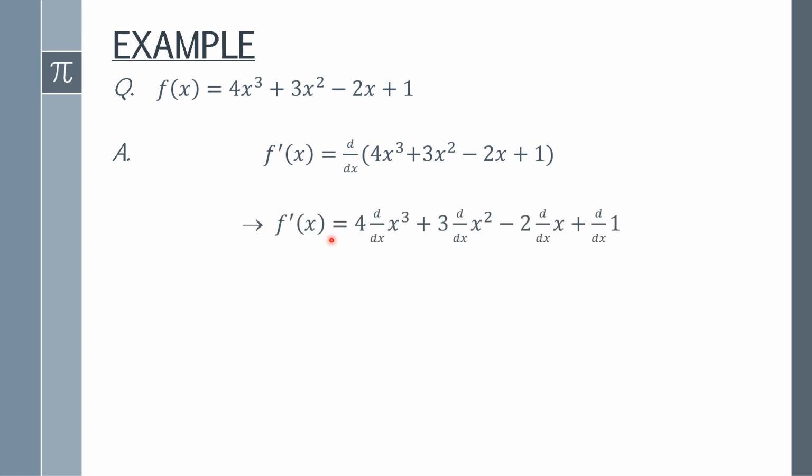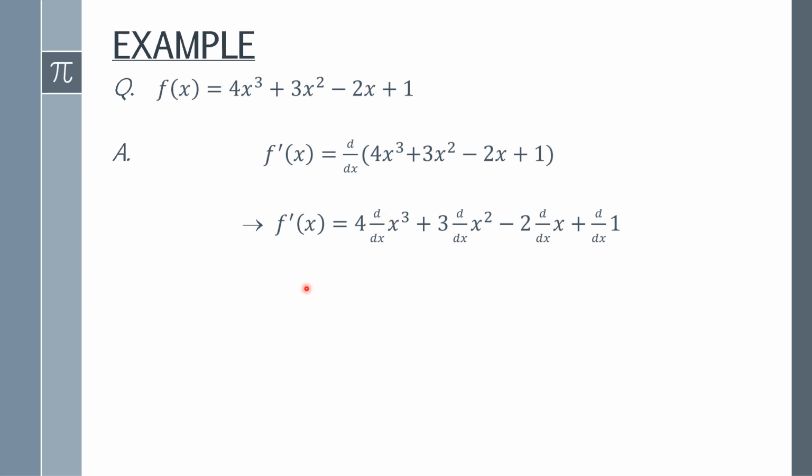Here, the first term and the second term are in the form of a sum rule. The second term and the third term are in the form of a difference rule. And the last term, 1, is in the form of a constant rule. And x cube, x square and x are in the form of x power n. So that's a power rule.